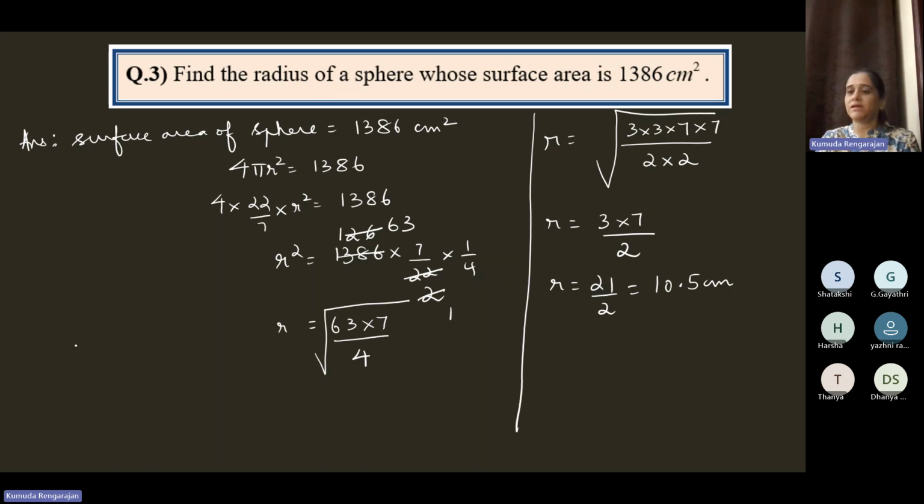We shouldn't be multiplying 63 and 7 and then dividing by 4, getting the decimal value. You can do it. It's not wrong. You will get the same thing. But I think you can go with this method.